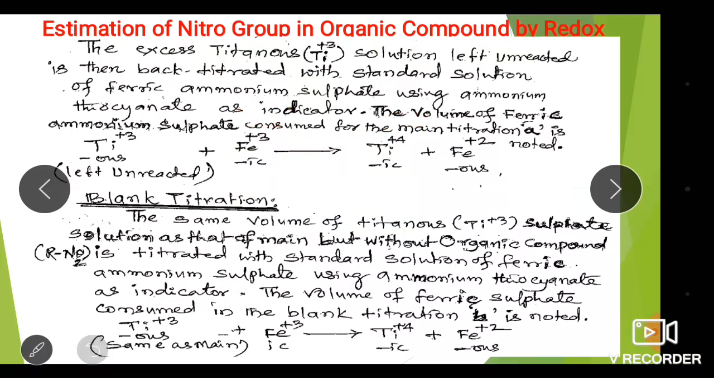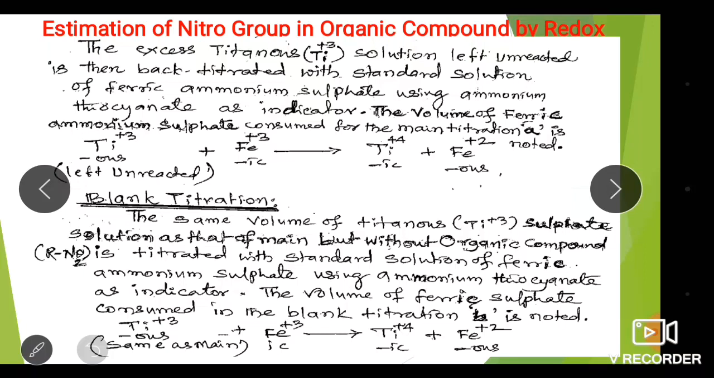Then after this, the blank titration is similarly carried out. The same volume of titanium sulfate solution as that of the main is taken without organic compound, that is RNO2, and is titrated with standard solution of ferric ammonium sulfate using ammonium thiocyanate as an indicator.